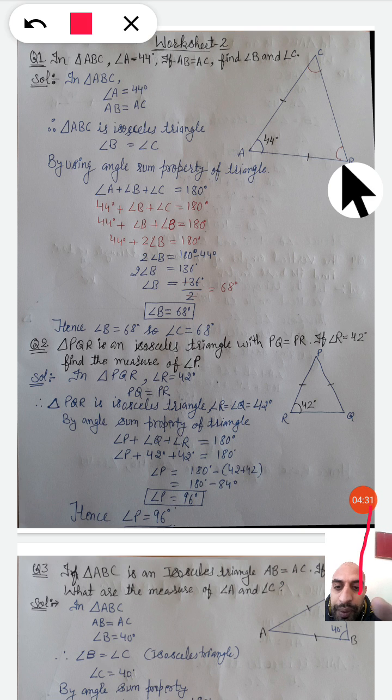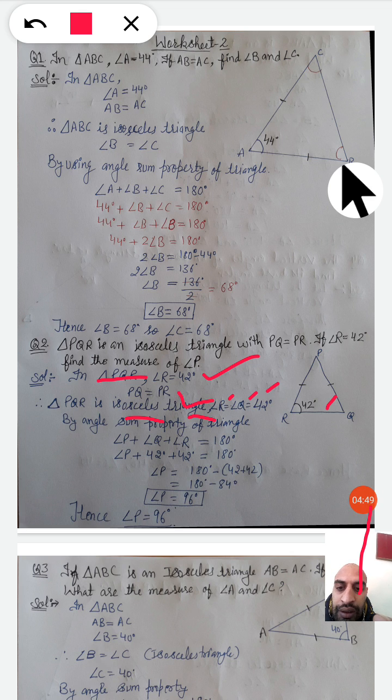Now use your property. It is given in the question. Angle R is 42 degrees. PQ is equal to PR. Then PQR is an isosceles triangle, and angle R is equal to angle Q by using the definition. It is also 42 degrees, as I told you.